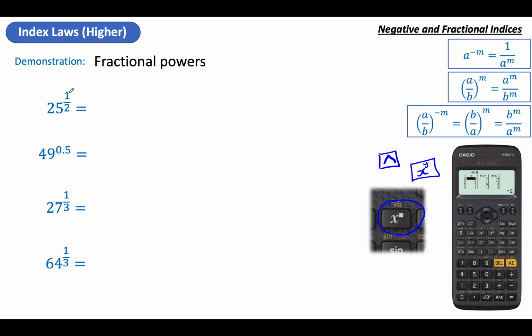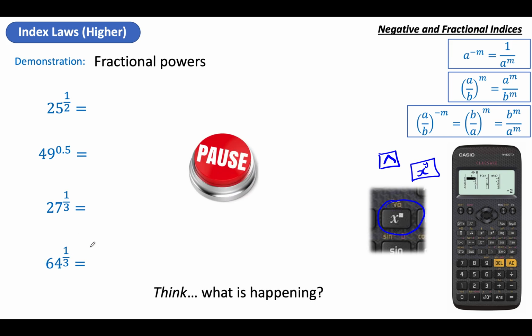So 25 to the power of a half, what's that? 49 to the power of 0.5, 27 to the power of a third. Don't write 0.3, it must be a third as a fraction. And 64 to the power of a third as well. Pause the video, think what's happening, unpause when you know.